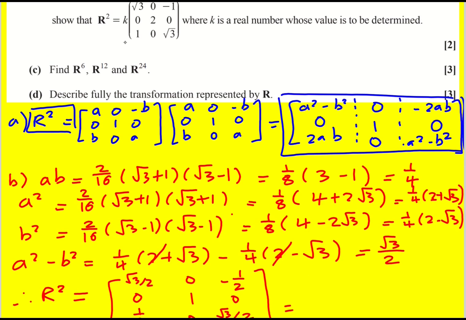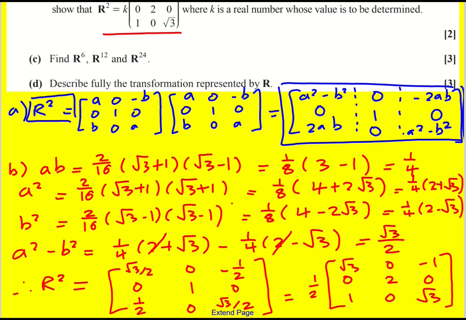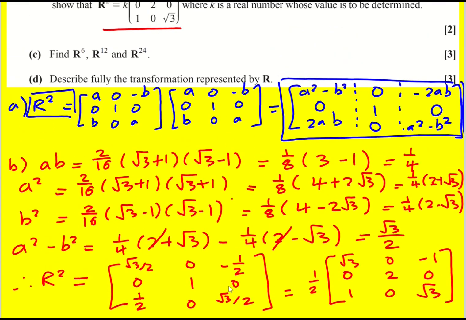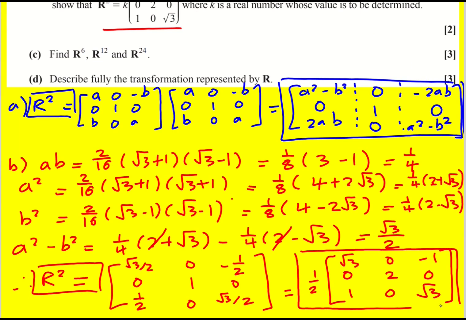Okay, we've just been asked to show that it can be written like this. I can factorize a half out, which will leave me with root 3, 0, minus 1, 0, 2, 0, 1, 0, root 3. So k is equal to a half.